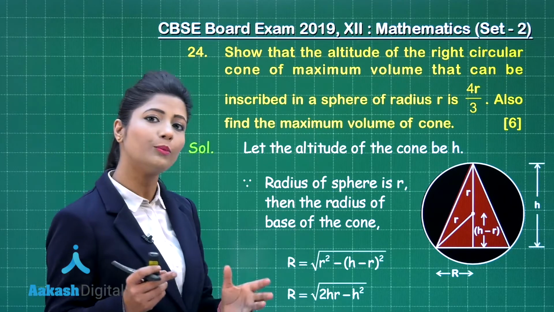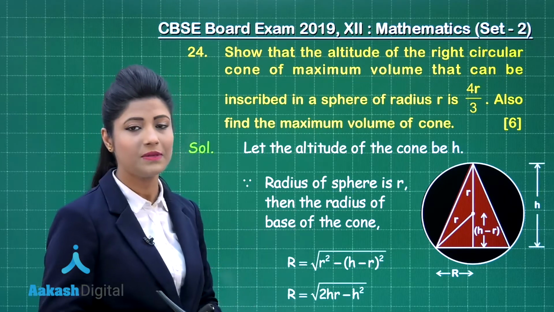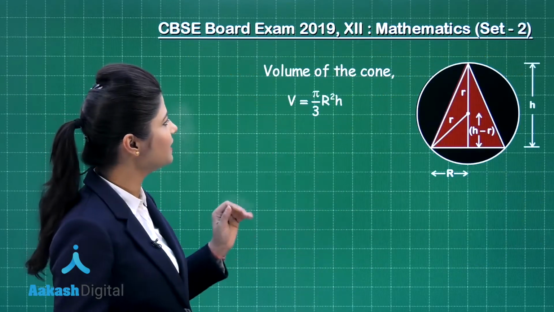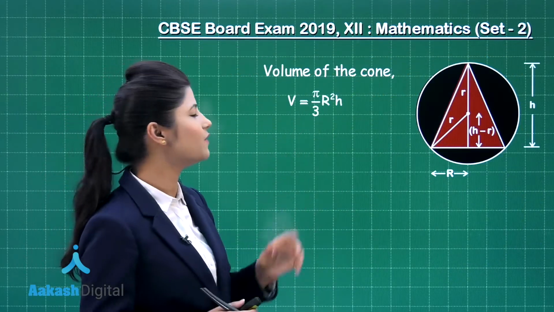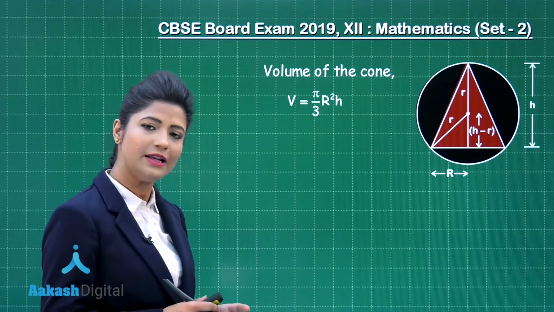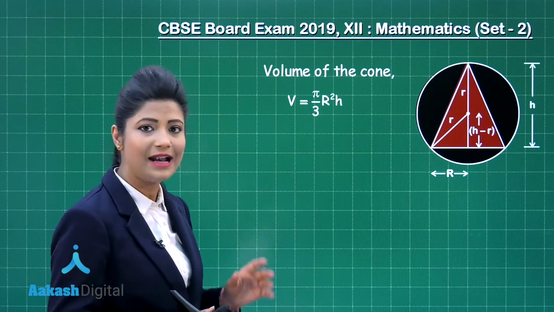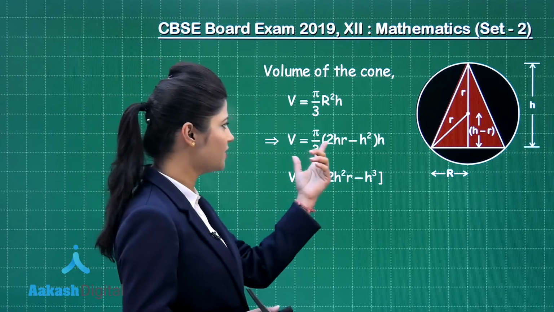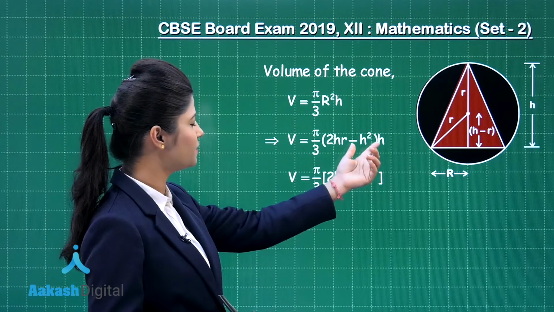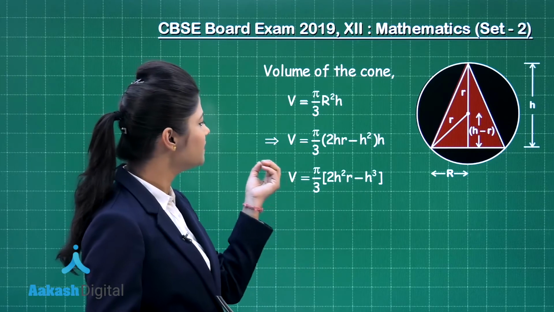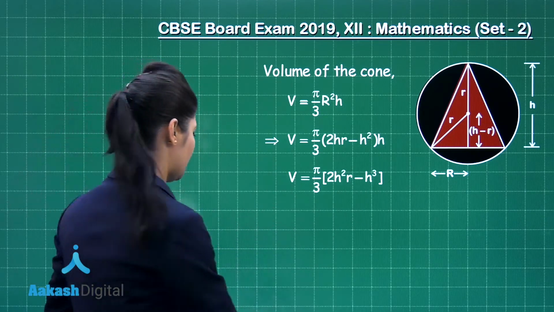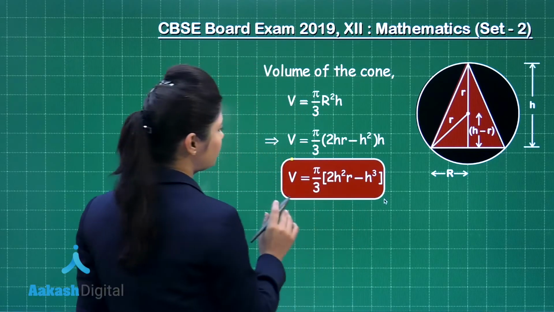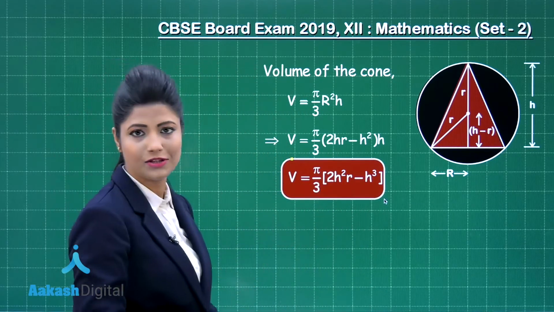And how do we obtain the volume of a right circular cone? Its formula is pi by 3 R square h. So instead of R square, I will write the value in terms of h and r. I get V equal to pi by 3 into 2hr minus h square, into h, where you further multiply h to these terms. This is the volume of this cone. So I am obtaining the volume of this cone as pi by 3 times 2h square r minus h cube.